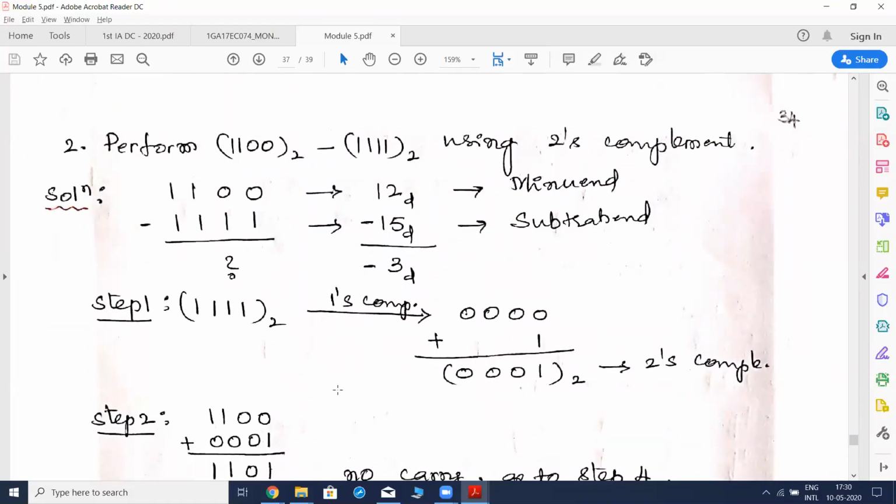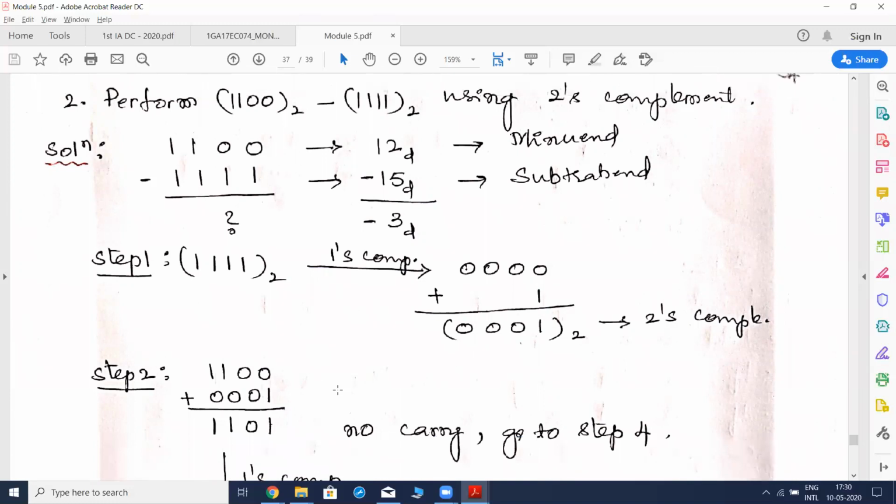So in this problem, we are going to perform 1100 binary minus 1111 binary using 2's complement. Okay, so here write down the minuend as well as the subtrahend. So our minuend is 1100, subtrahend is 1111. So now it is 12 decimal minus 15 decimal. Okay, actually this is the previous problem only. Minuend and subtrahend are being replaced. Now they have been exchanged, so we are expecting a result of minus 3 decimal.